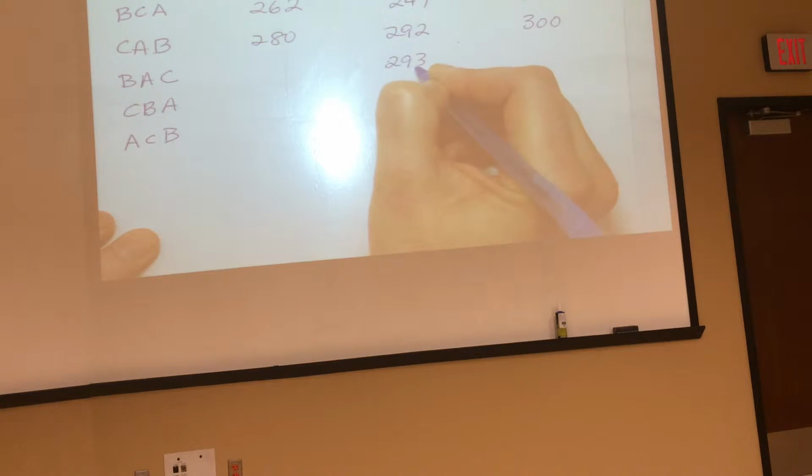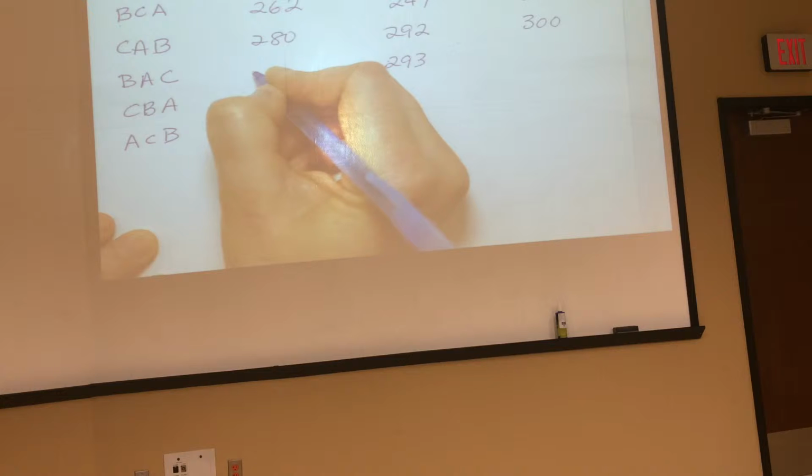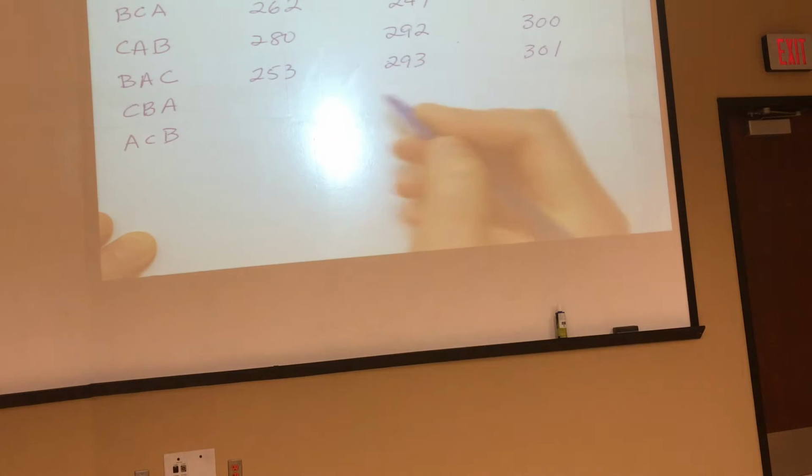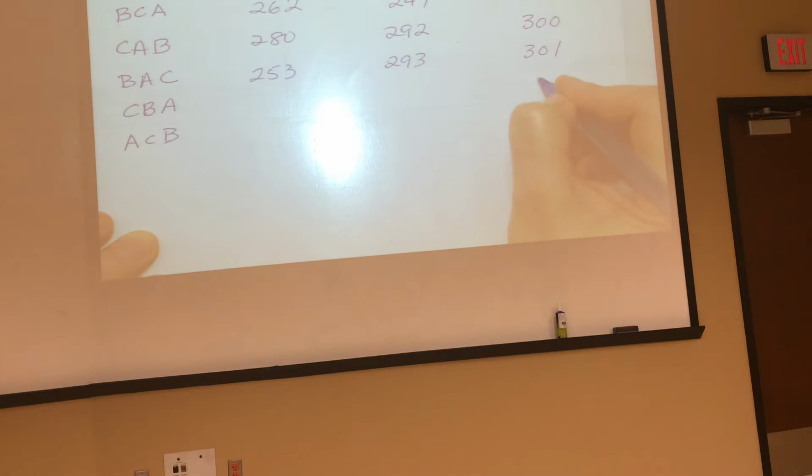293. And then the next thing says A, so what's the next person? 253. And what's the next person? 3. Okay, then it's CBA, so I'm going to start over here. What's the next person? 275. 275. You said? Yeah.